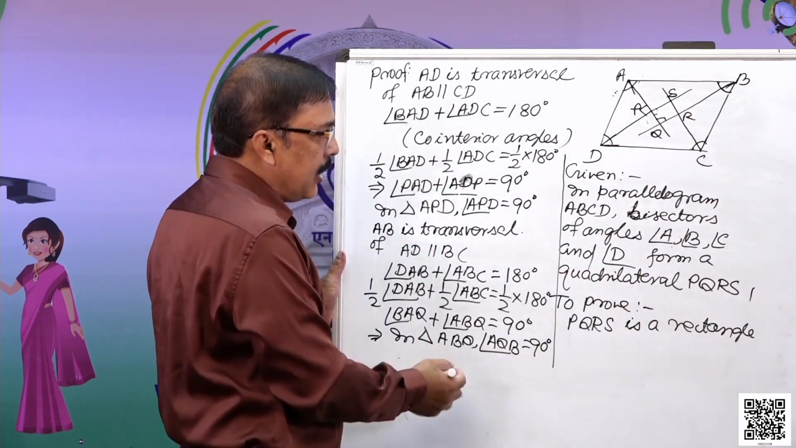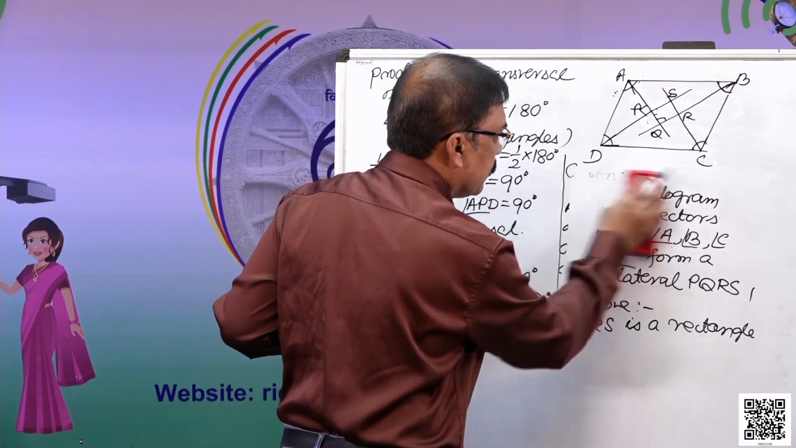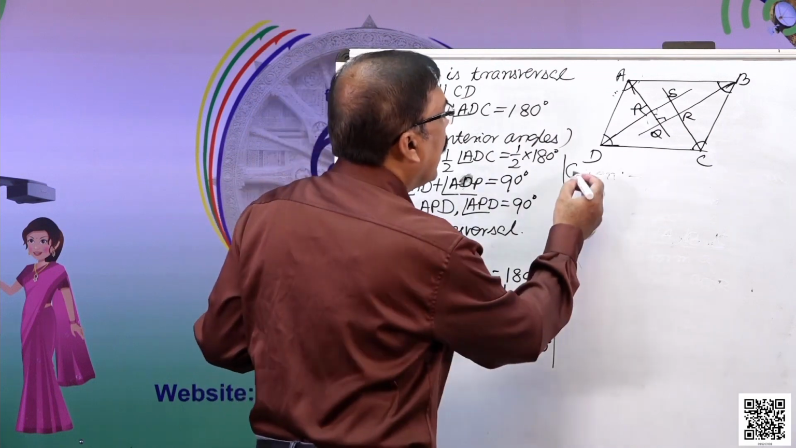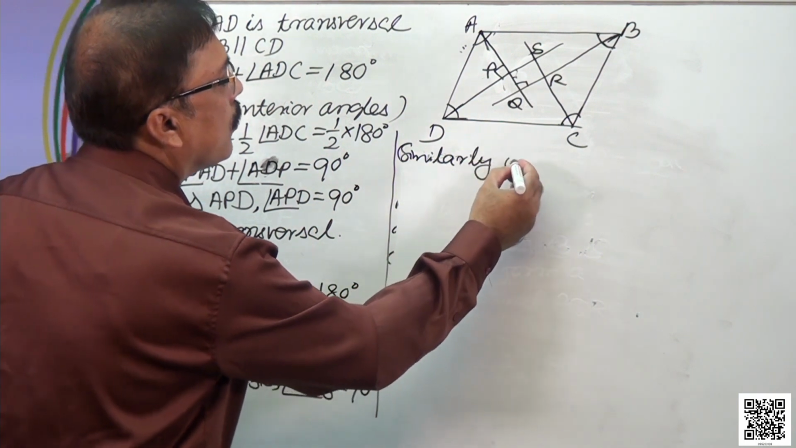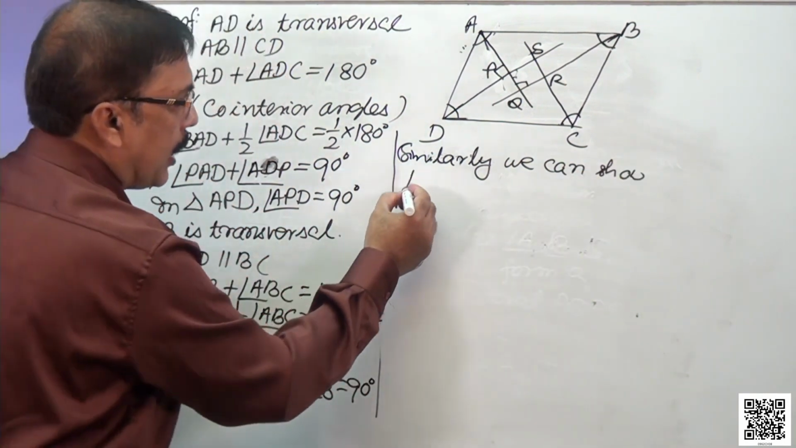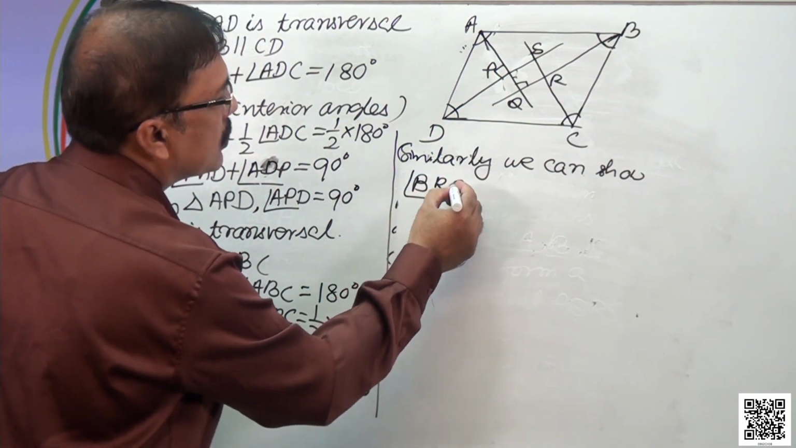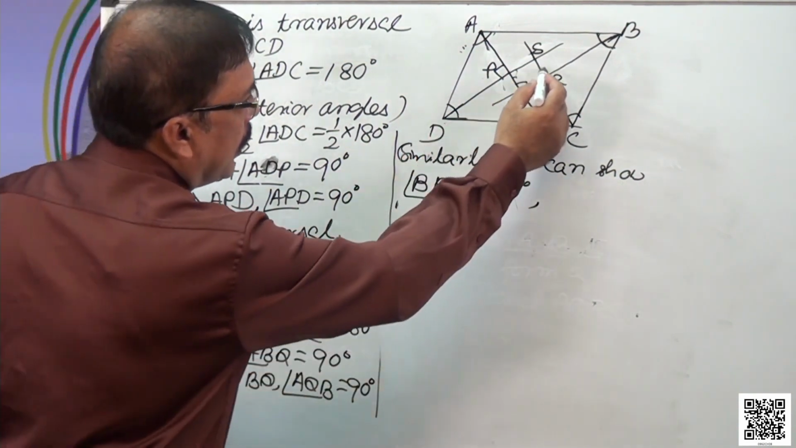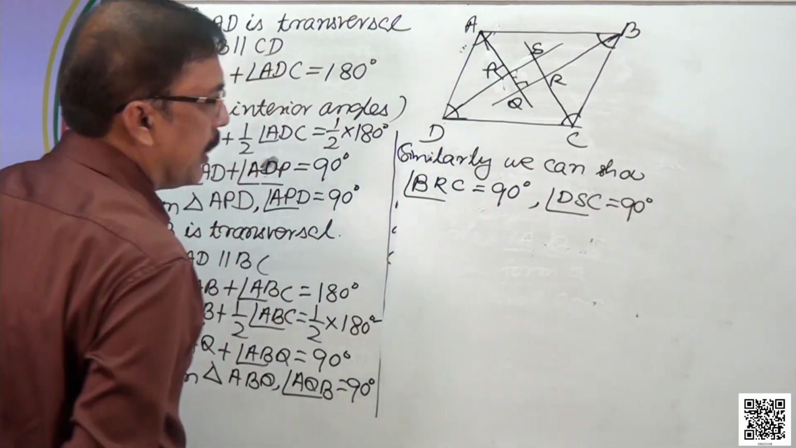We can similarly, in a similar manner, also prove. I may write similarly, we can show that angle BRC is equal to 90 degrees and angle DSC is equal to 90 degrees.